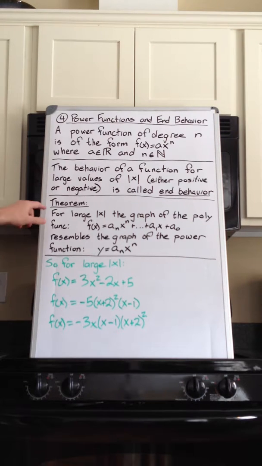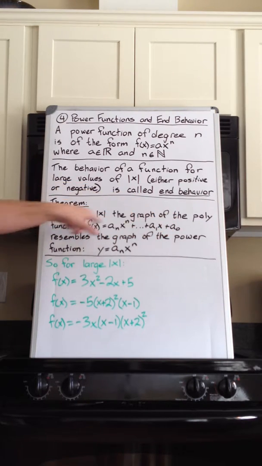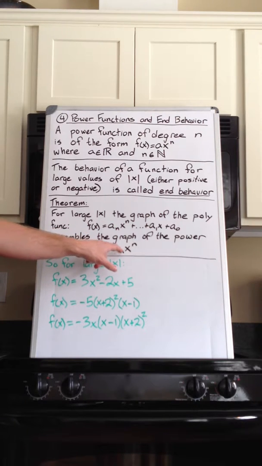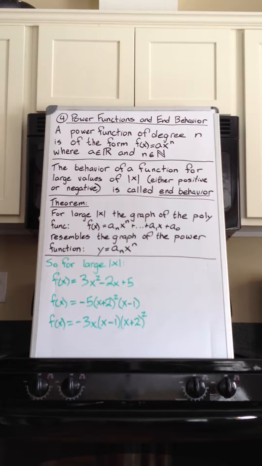So we have a theorem here. It says, for large values of x, the graph of the polynomial function f of x equals a_n x to the n, and so on. This is just a standard polynomial in standard form. So the graph of this polynomial will resemble the graph of the power function y equals a_n x to the n. a_n is just the coefficient of the largest degree term, the highest degree term in your polynomial. So the coefficient of the biggest exponent, and n is the biggest exponent.